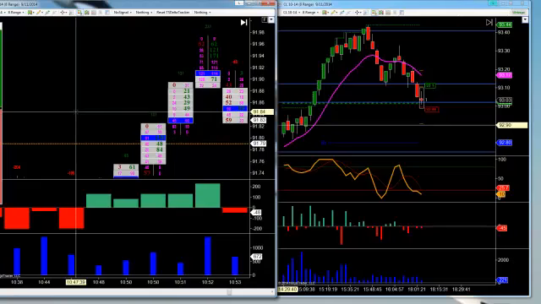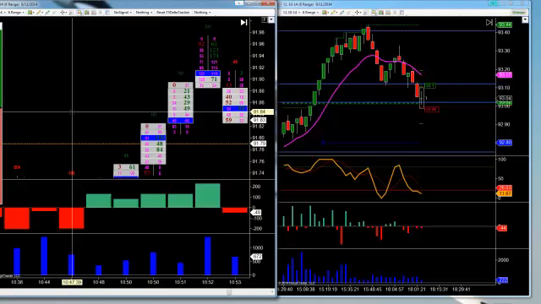All right, I think that basically covers it. But this is what I look for. I look for the stacked imbalance in the trade to enter the trade for myself at critical levels.